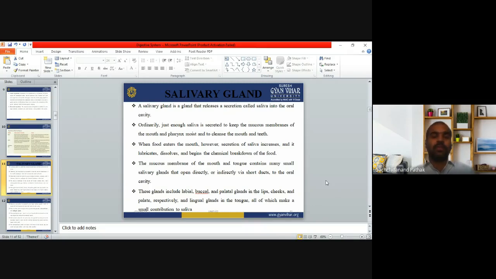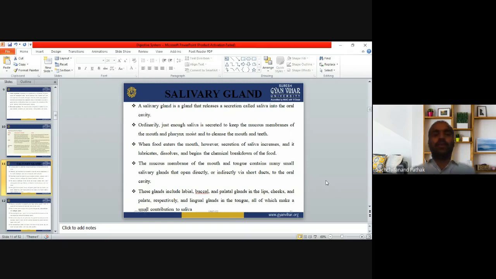However, when the food enters the mouth, इसी तरह secretion start हो जाता है. However, what however? I already told you how it will start, which type of nerves is going to activate. And it lubricates, dissolves, and begins the chemical breakdown of the foods. The mucous membrane of the mouth and tongue contains many small salivary glands that open directly or indirectly via short ducts to the oral cavity. These glands include the labial, buccal, and palatal glands in the lips, cheeks, and palate, respectively, and the lingual glands in the tongue, all of which make a small contribution to the saliva.